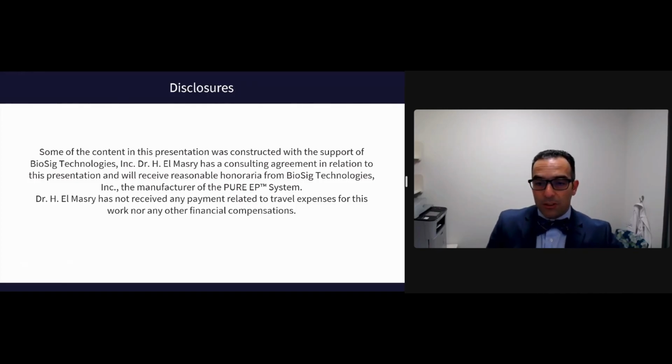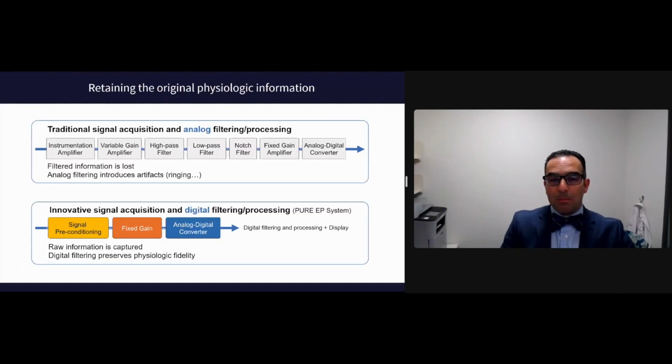Reviewing the background of the Pure EP system, as you know, it made a huge difference, or a new method of acquiring and filtering signals. As for the traditional recording system, it takes the raw information and applies multiple layers of gain, amplification, and filtering, and displays that in a way, there is an analog filtering going to digital conversion. While the Pure EP system is taking that raw information and essentially has a fixed gain with a digital filtering that preserves most of the physiologic information.